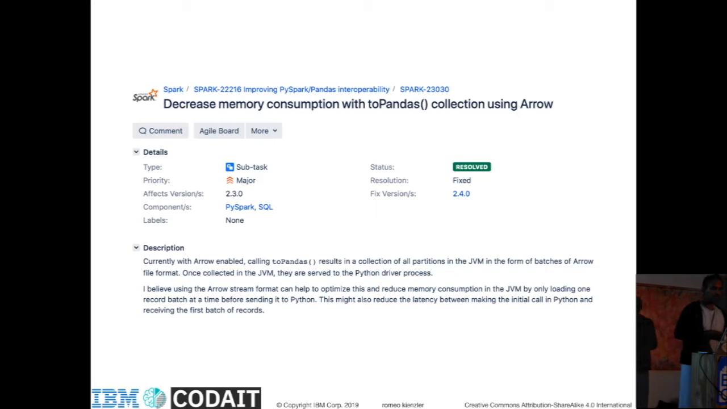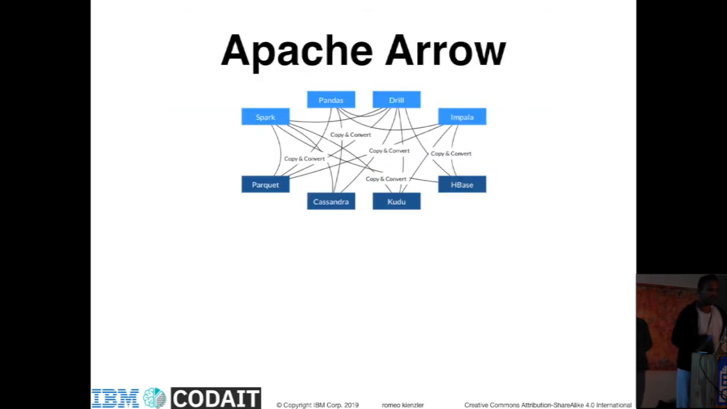Okay, that's something we don't want. Therefore, we have another Spark feature request, which has been implemented this year in version 2.4. That's using stream-based access using the Apache Arrow library. That's actually working like this.